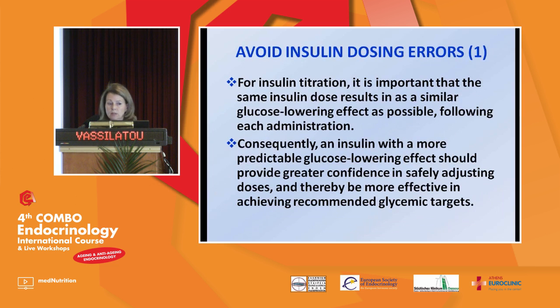So to avoid insulin dosing errors, it should be noted that for insulin titration, it is important that the same insulin dose results in as similar a glucose-lowering effect as possible following each administration. Consequently, an insulin with a more predictable glucose-lowering effect should provide greater confidence in safely adjusting doses and thereby be more effective in achieving recommended glycemic targets.